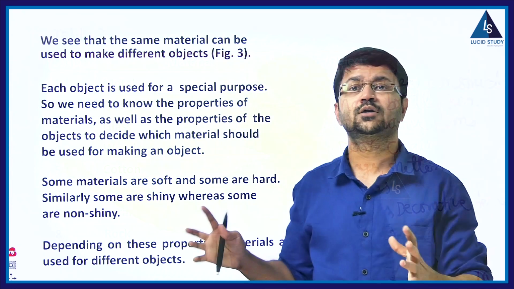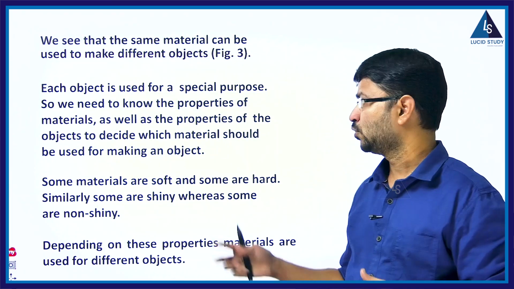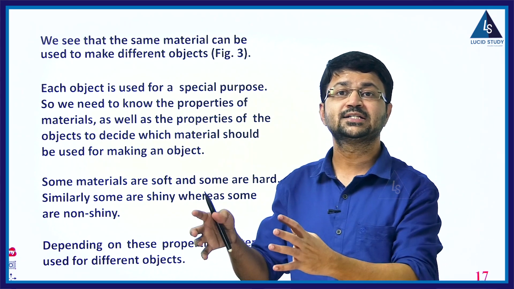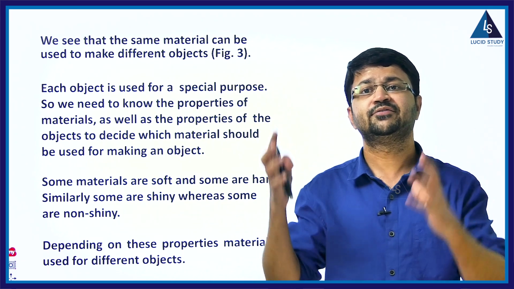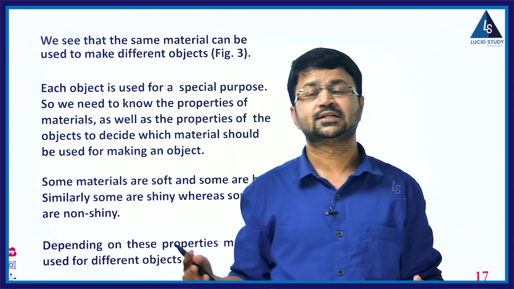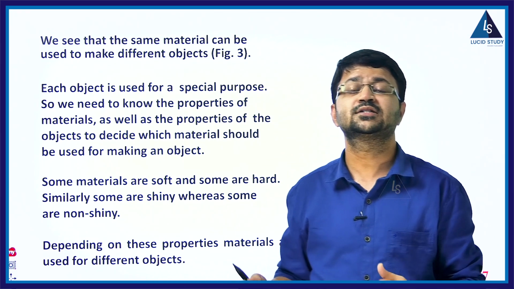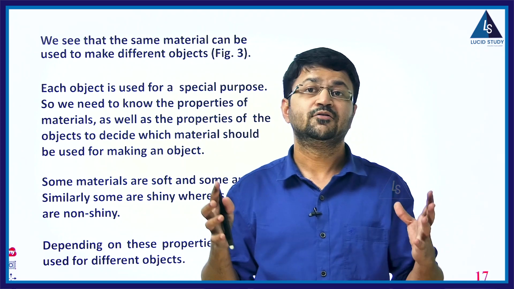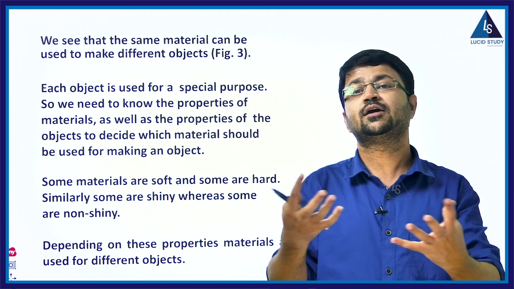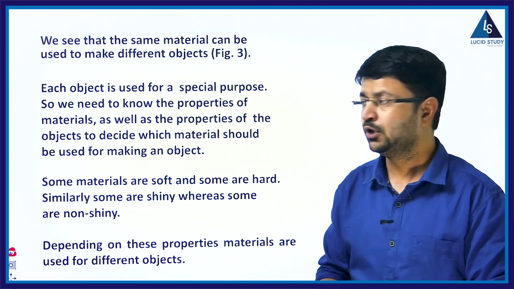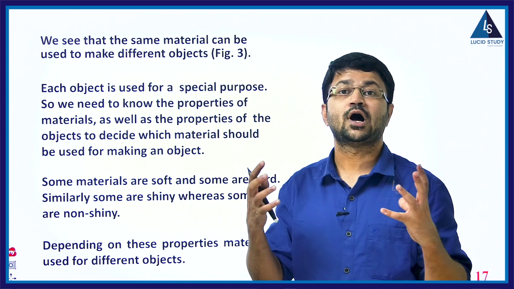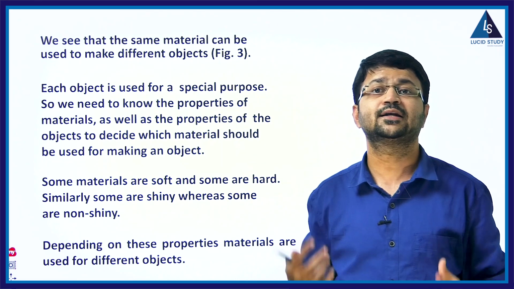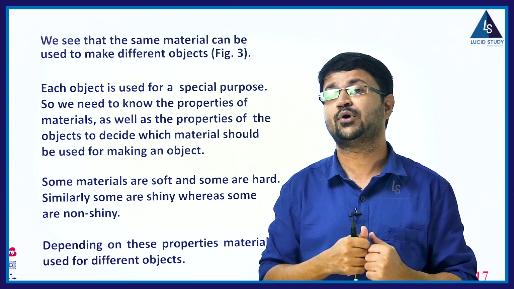Is it clear? Now see here, till now we have studied that different kinds of objects are made up of different kinds of materials. There are some objects made up of only one kind of material, and there are some objects which are made up of more than one kind of material. Yes or no? So now here, on what basis we have to select the materials, that is more important.